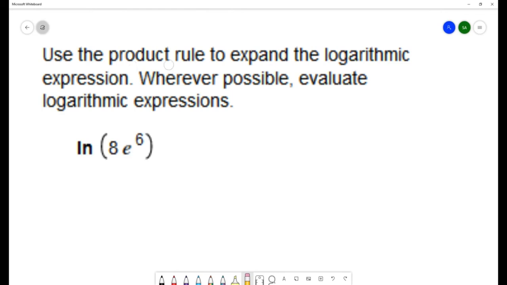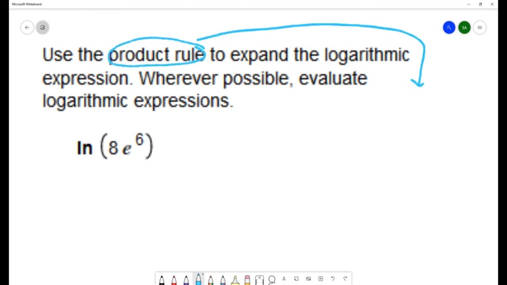Use the product rule to expand the logarithmic expression. Whenever possible, evaluate the logarithmic expressions. The expression that we want to expand is natural log of 8e to the 6th. So let's start off by recognizing this product rule.